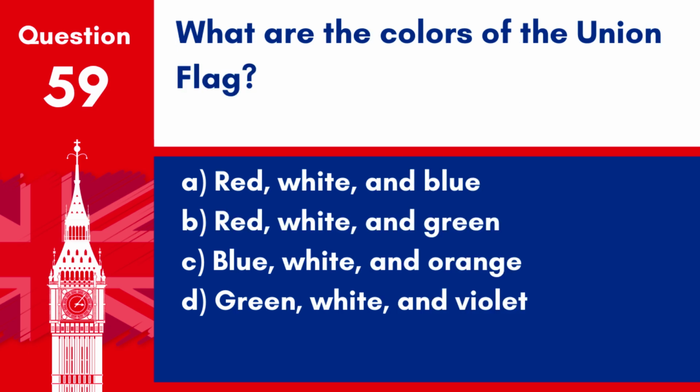Question 59. What are the colours of the Union flag? A. Red, white and blue. B. Red, white and green. C. Blue, white and orange. D. Green, white and violet. Answer: A. Red, white and blue. The Union flag, also known as the Union Jack, features a combination of red, white and blue. These colours represent the crosses of the patron saints of England, Scotland and Ireland.